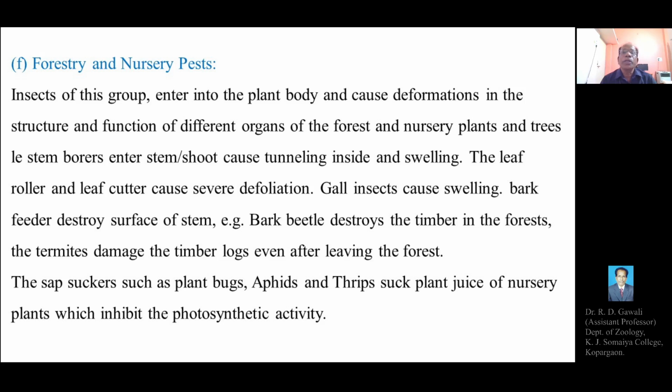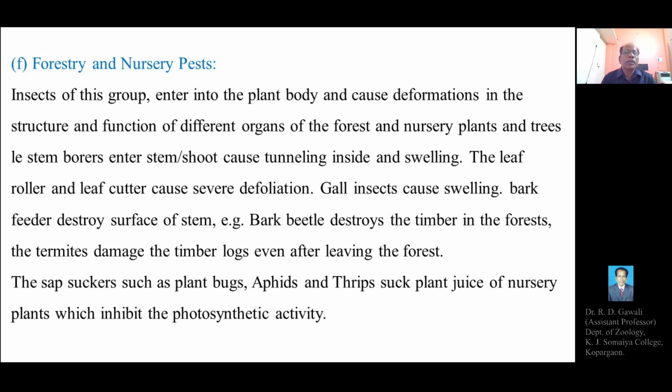Then the pest of forestry and nursery pest. Insects of this group enter into the plant body and cause deformation in the structure and function of different organs of the forest and nursery plants and trees. And these are stem borers, which enter the stem or shoot and cause tunneling inside and swelling. So these are the different types of insect pests which attack plants in the forest and the nursery.